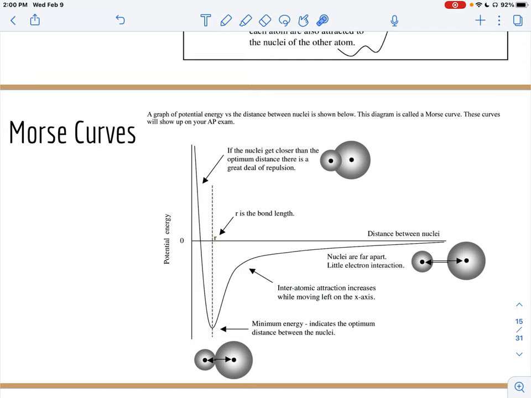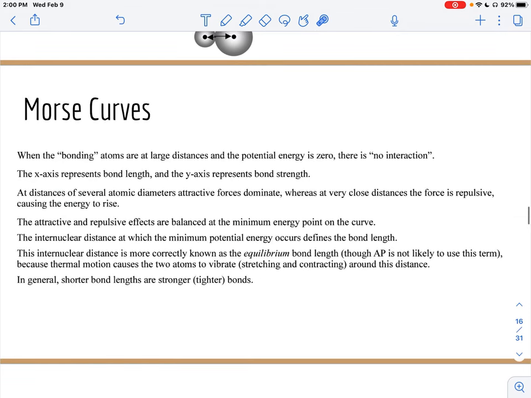If you are closer, lower than the bond length, there's a huge amount of repulsion, so we're not going to have a bond there. And as you get further and further away, they're just not going to be attracted enough. So here there's too much repulsion, here there's not enough attraction. So you need to go right here. Here's a little bit of an explanation of those curves.